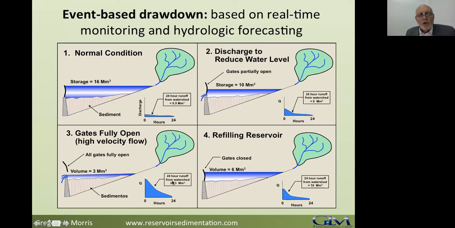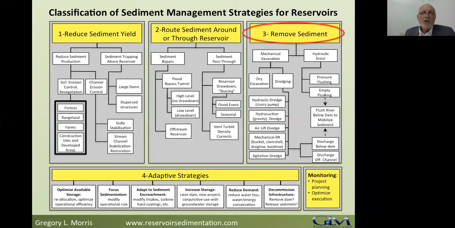Your 24-hour flow from the watershed exceeds the reservoir capacity. You're sluicing water through the reservoir, possibly even scouring some previously deposited sediment. The storm ends, you close the gates, refill the reservoir. Very important for areas that have very intense events. We've had events that had enough water to fill this reservoir 10 times within 24 hours. So this is an appropriate management strategy for this particular site.